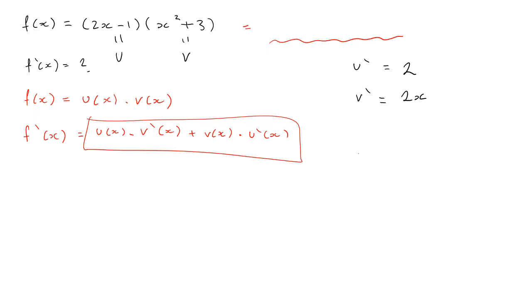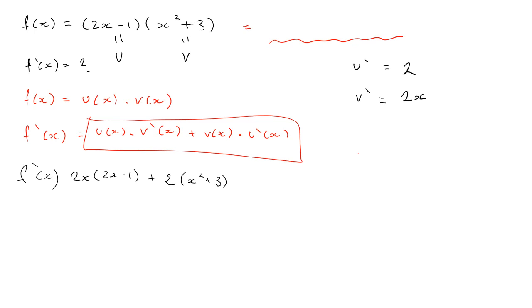So now we substitute the values into the formula. First we do u, so 2x minus 1, times the derivative of v, which is 2x. Put 2x at the front. Plus, we have v(x), which is x squared plus 3, and we times the derivative of u onto it. It's 2. So that will be the derivative of function f(x).